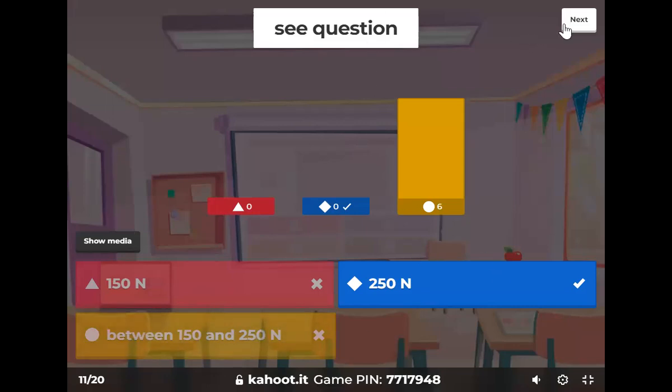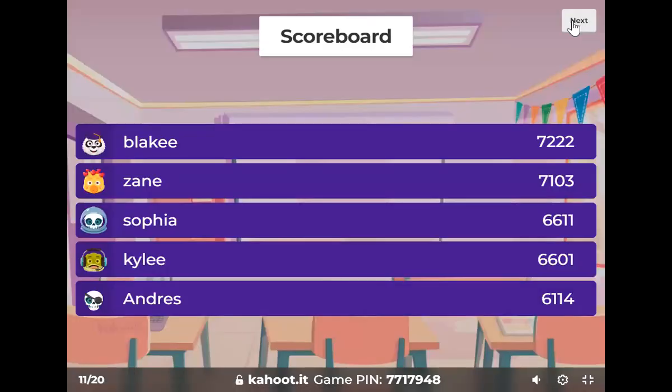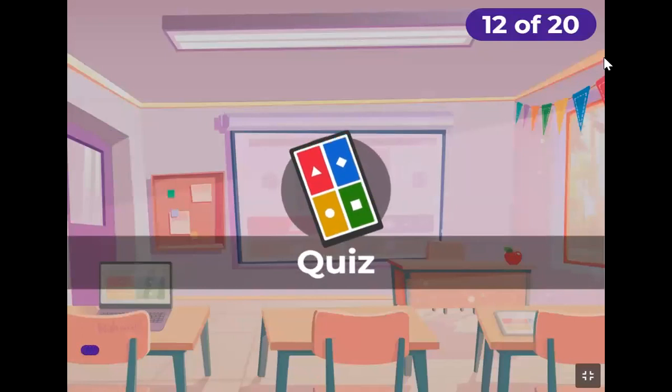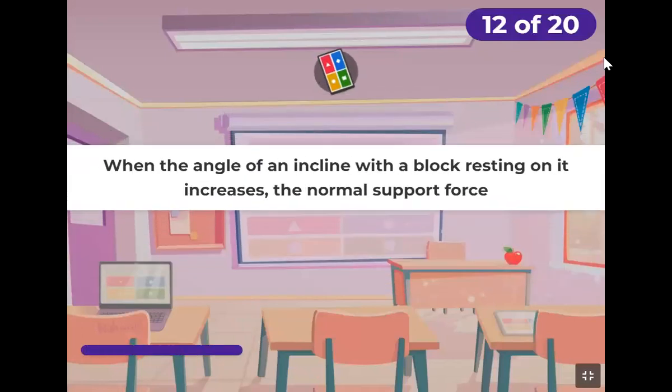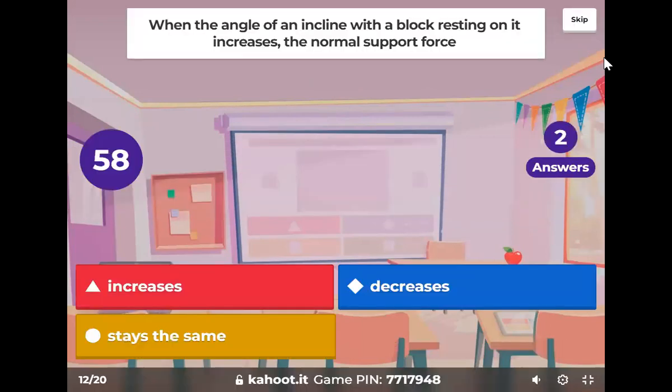Oh, that was a tricky question. But you know now. When the angle of incline with the block resting on it increases, what happens to the normal force? I'm gonna cut this off at the 30-second mark. You guys get 10 more seconds.